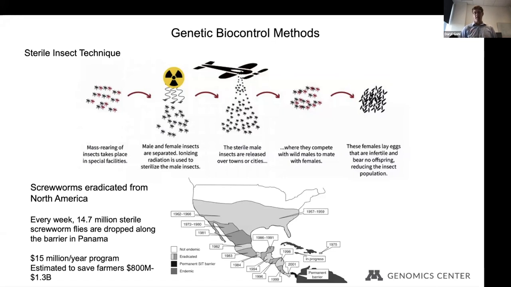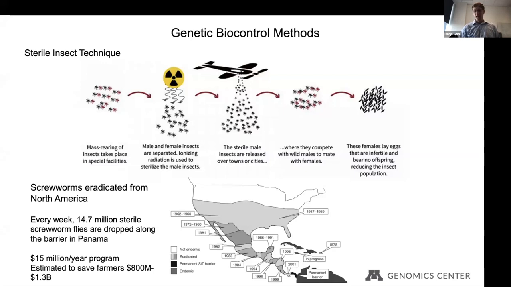So this process goes on every week, where in a factory down in Panama, flies are sterilized and dropped from an airplane. 15 million sterile male flies are dropped from an airplane along the Isthmus of Panama to maintain this barrier to prevent the screwworms from spreading north.